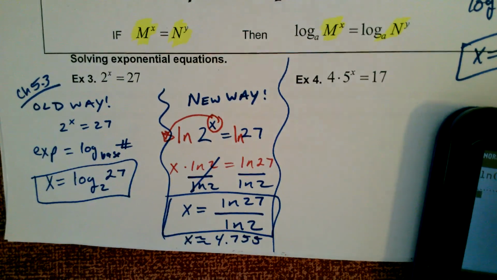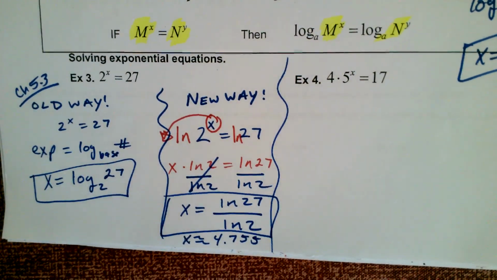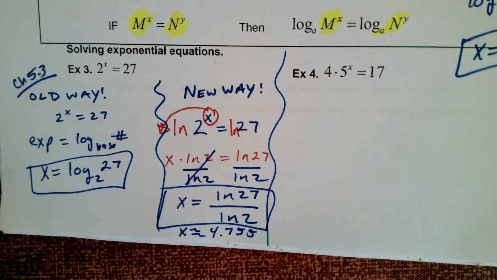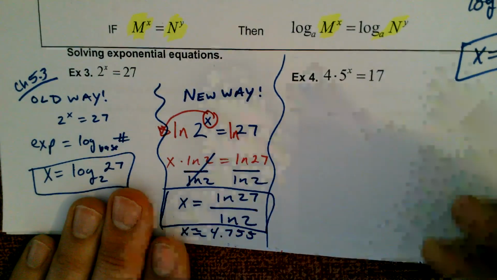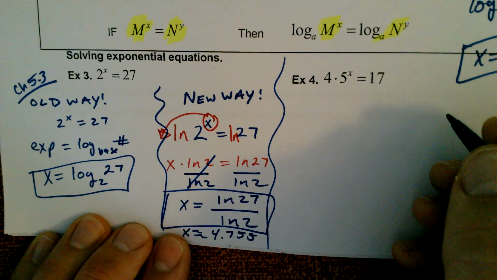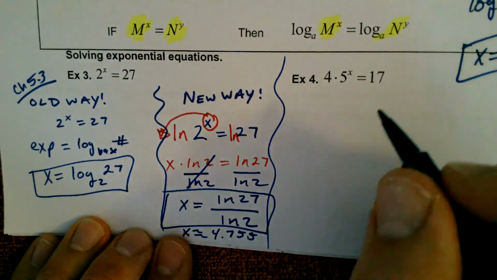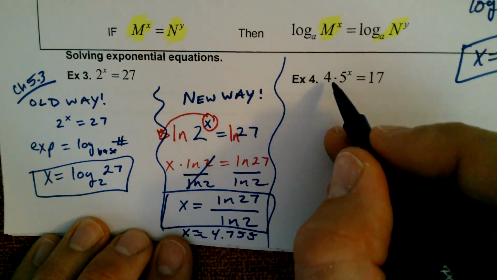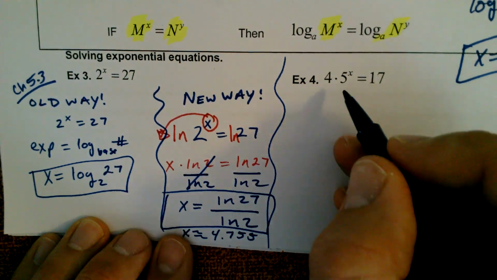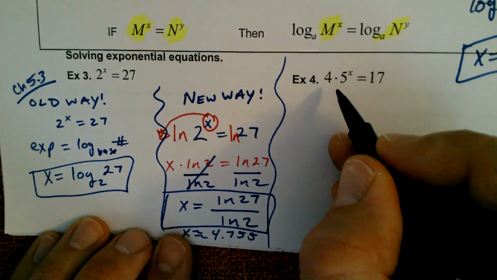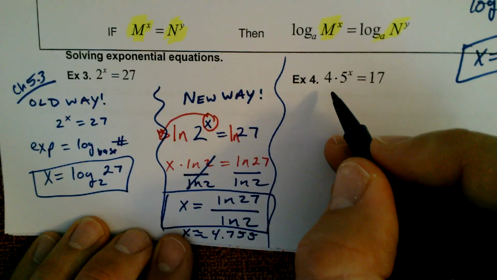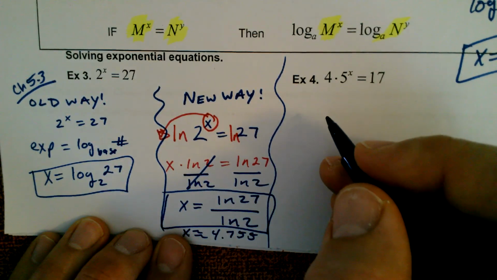Okay, so let's give that a shot again. Okay, we need to practice this way so that we can answer questions like example 5. Okay, and you'll see what I'm talking about once we get there. All right, so in example 4, a little bit tougher because they have a 4 times 5 to the x equals 17. They have a 4 here. Okay, now don't make this 20 to the x. It doesn't work like that. That breaks all your exponent rules. So please don't do that.